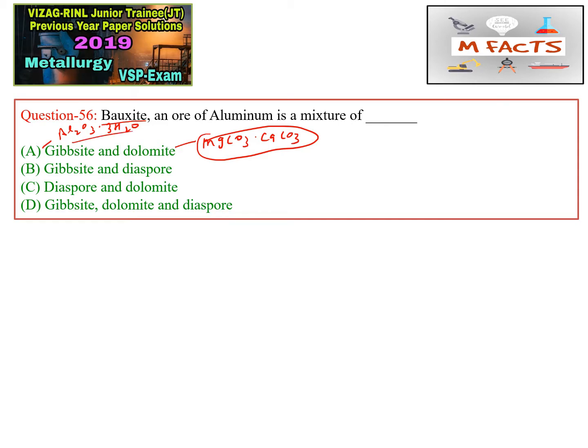And option B is gibbsite and diaspore. Diaspore is basically Al2O3, only the water content is different from the gibbsite. Option C is diaspore and dolomite. This is not the correct answer because the MgCO3 and CaCO3 mixture is dolomite, so option A is also not correct. And in option D you can see that dolomite is here also, so this is also not correct. So you can say that bauxite, an ore of aluminum, is a mixture of gibbsite and diaspore. So option B is the correct answer for this question.